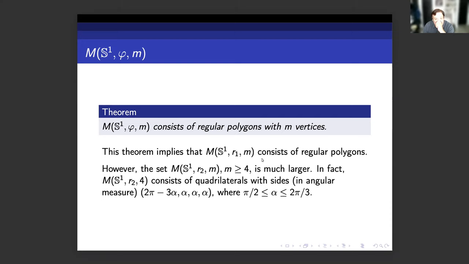A very interesting question is what happens when we increase s. This implies immediately, as a corollary, that for s equals one, R_1 also consists of regular polygons. But when we increase s, surprisingly, when we consider R_2, squared distance, even in this case, even for the case M equals four, we have a non-trivial answer.